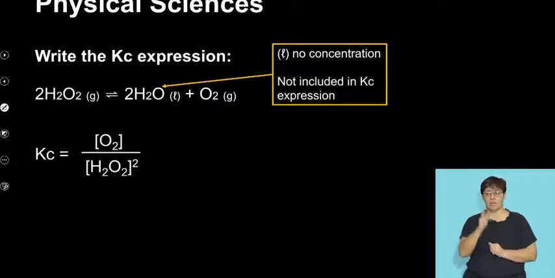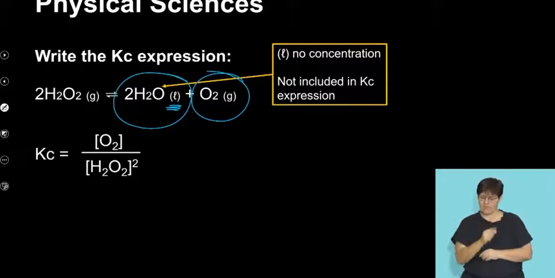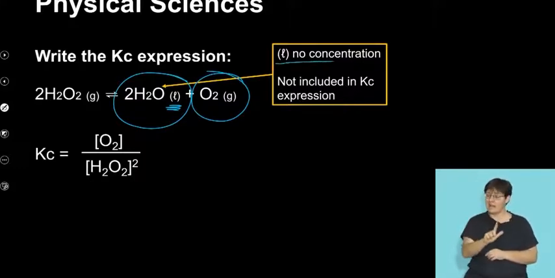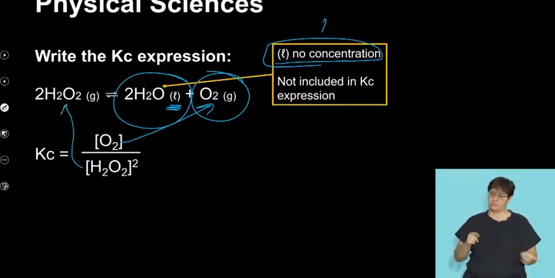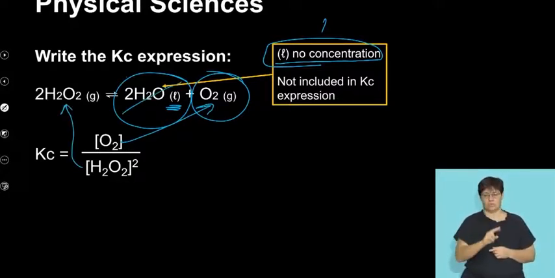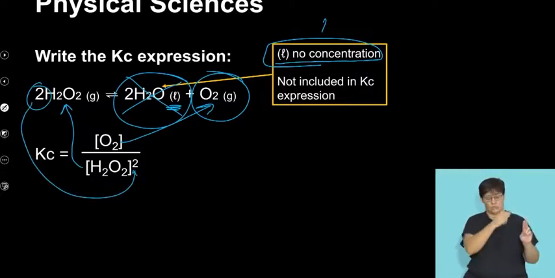If we look at the last one, we have another example there of hydrogen peroxide that decomposes into water and oxygen. We now see we have a liquid there, and we know that a liquid has no concentration, or we use a 1 there, and we do not include it in the Kc expression. So my Kc expression here will be the product concentration over my reactant concentration. I do not use the water because water here is a pure liquid. Remember that the coefficient becomes the exponent.